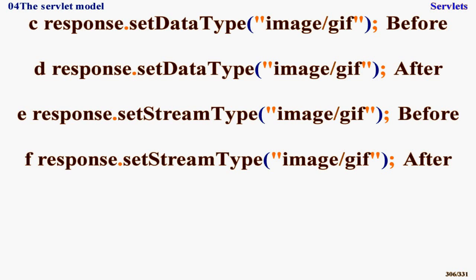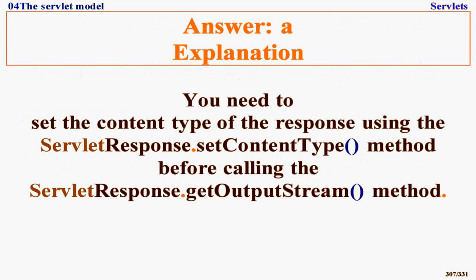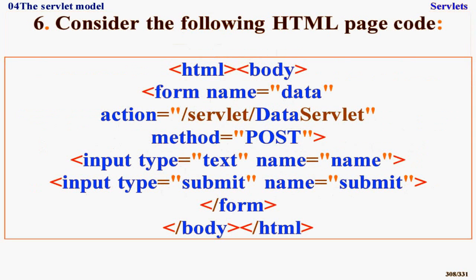Answer: A. Explanation. You need to set the content type of the response using the ServletResponse.setContentType method before calling the ServletResponse.getOutputStream method.